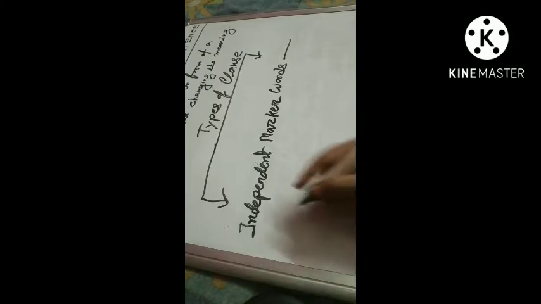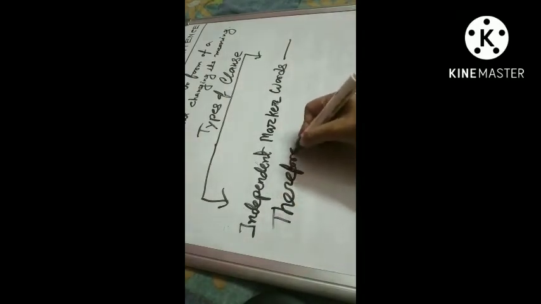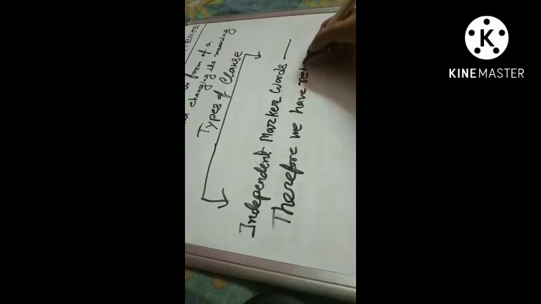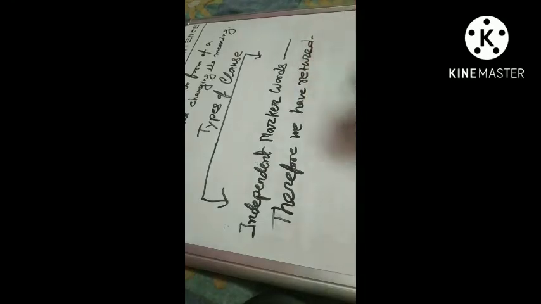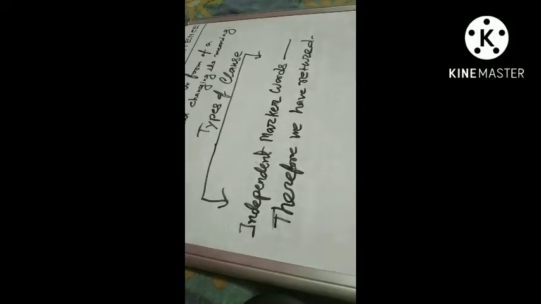Okay, suppose, therefore we have returned. Therefore we have returned means so we have returned. So therefore is the independent marker word, which gives the complete sense of the sentence, we have returned. Okay, so independent marker words are this type of words.